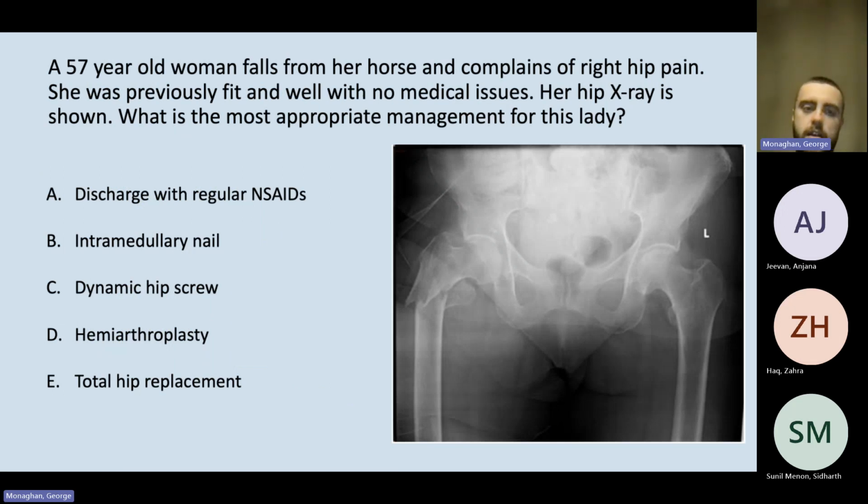Okay, so we've got an SBA here. A 57-year-old woman falls from her horse and complains of right hip pain. She was previously fit and well with no medical issues, and this is her hip X-ray. What is the most appropriate management for this lady?